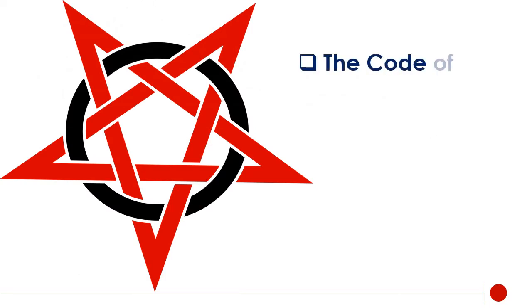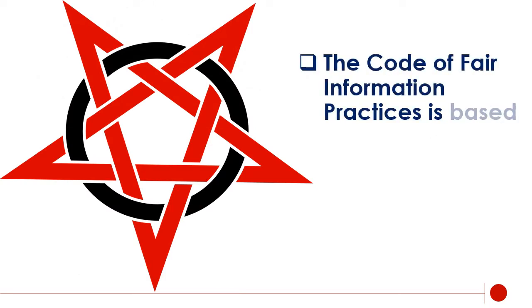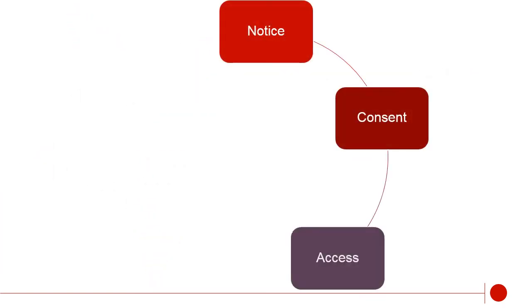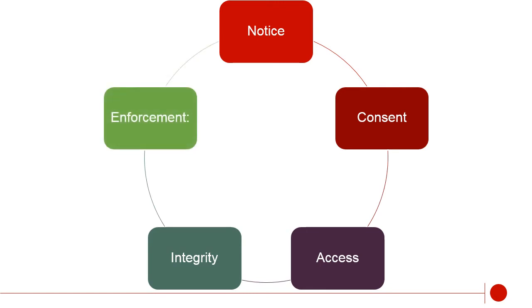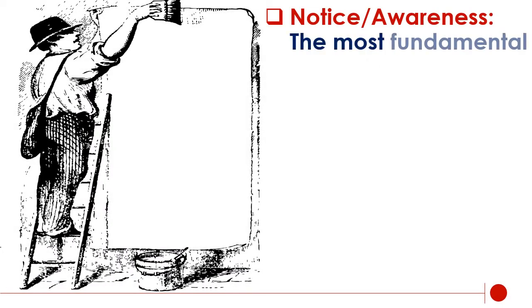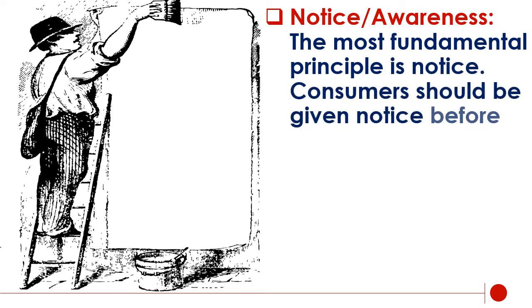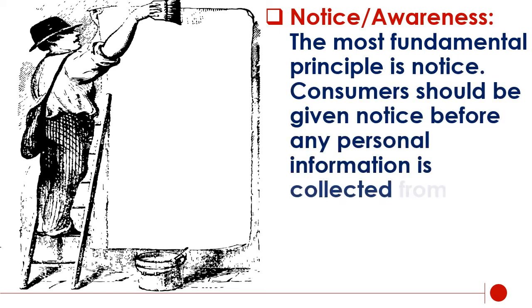The Code of Fair Information Practices is based on five principles. Notice/awareness. The most fundamental principle is notice. Consumers should be given notice before any personal information is collected from them.